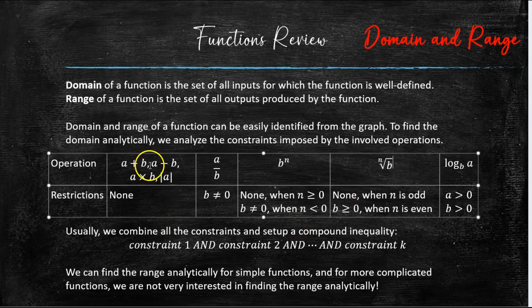Now, what do we do with all of those restrictions? We set them up in this inequality. It's called a compound inequality. So we find the domain by solving this compound inequality in general. However, at this level, we're probably never going to see anything too complicated. Now, we're not interested in finding the range analytically. It's just not what we are interested in, and generally speaking, it's not that simple. However, from a graph, you should be able to figure out the range.